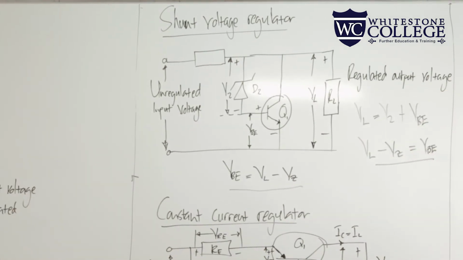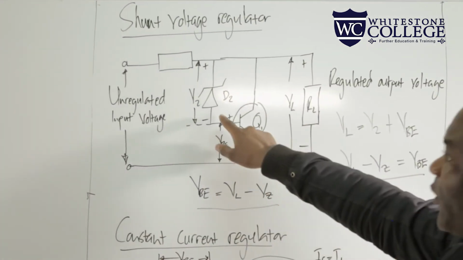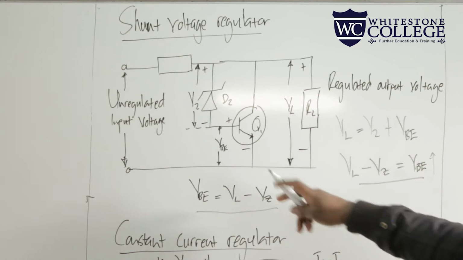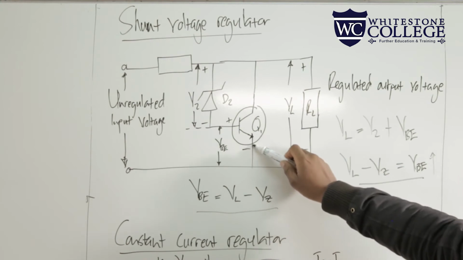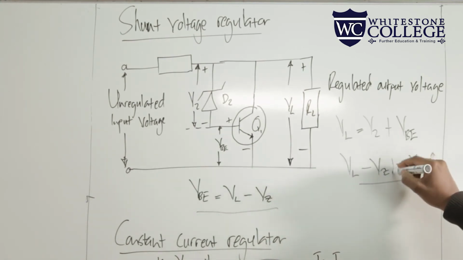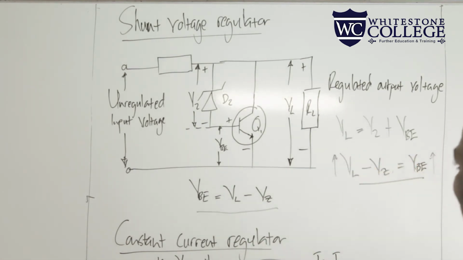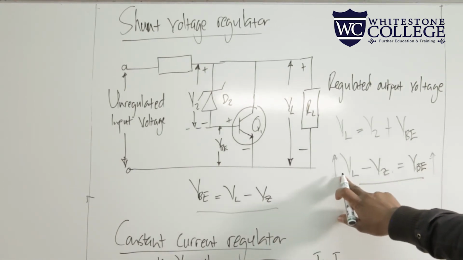So how do we regulate the output voltage in this case? Remember we said these two are in parallel, and the voltage across our Zener diode is a constant voltage. So if there is an increase in VBE, that is the voltage across the base emitter junction, that will result in an increase in VL, are we together? So if there's an increase in VBE, it will result in an increase in IL, in VL, the voltage drop across our load.